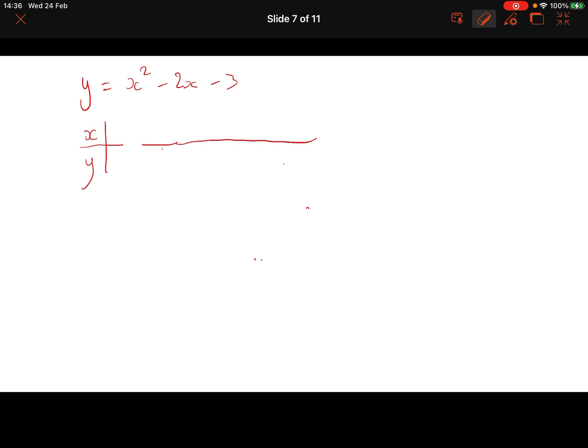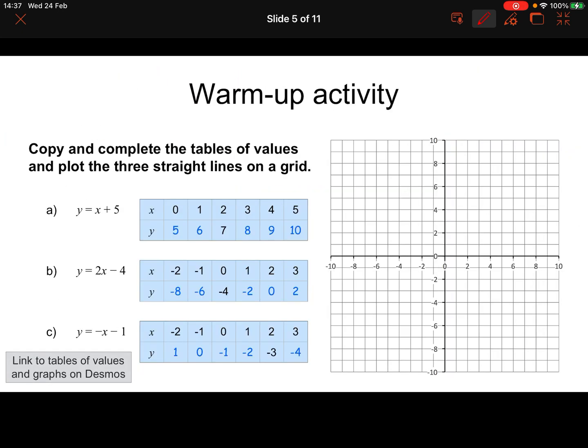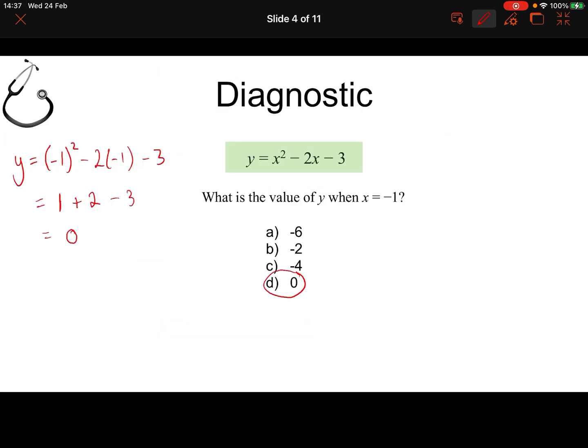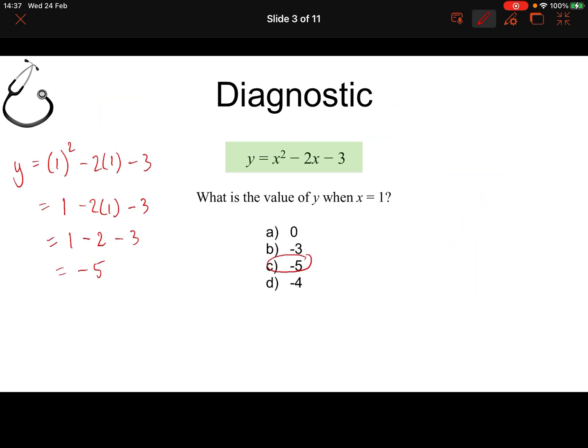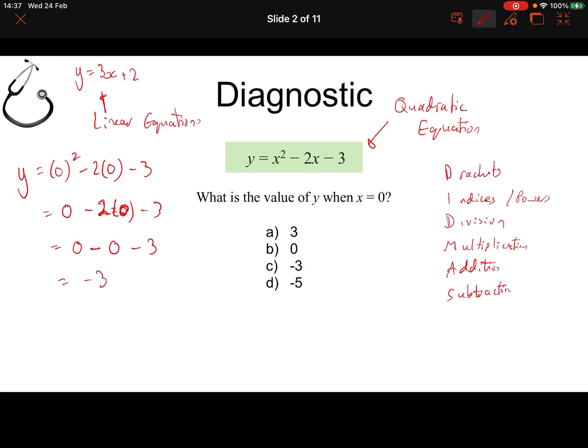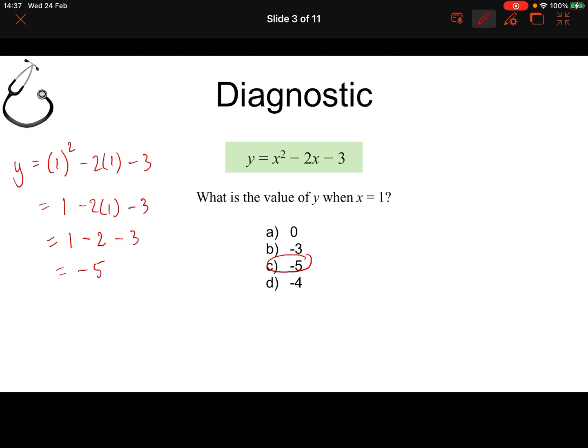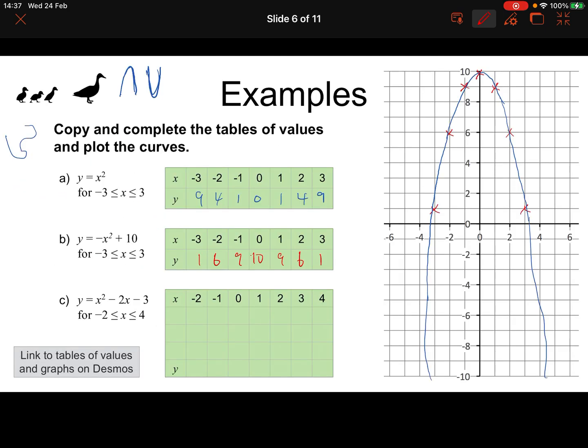So we want x values, we're told to pick between minus 2 and 4. Now, you'll notice that this is actually the same question we did in the warm-up activities. So I already know some of the answers. I know what y is when x equals 0, 1, and minus 1, which was minus 3, minus 5, and 0. So let's just put them in because I already know them. When x is equal to 1, y is equal to minus 5, that's minus 3, and that is 0. So I don't need to work them out, I already know.